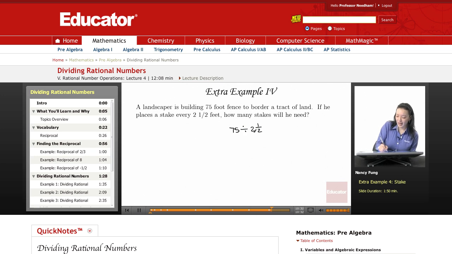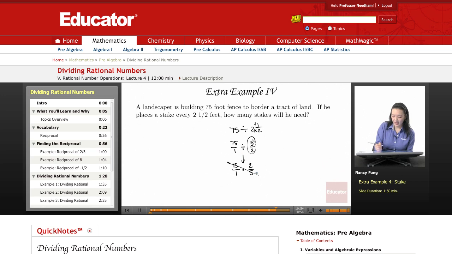I'm going to change the 2.5 into an improper fraction. 2 times 2 is 4, plus 1 is 5 over 2. And this 75 becomes an improper fraction as well, over 1. And then I'm going to take the reciprocal of the second fraction, and that makes it 2 over 5. And the division becomes a multiplication.